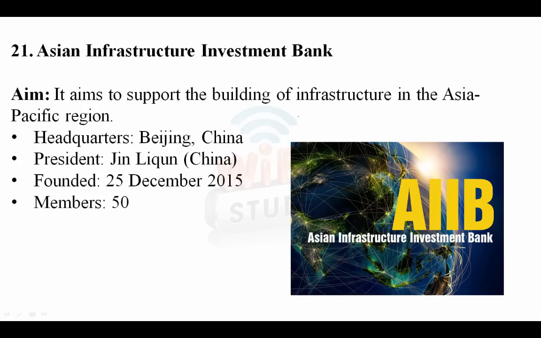Now let's see the Asian Infrastructure Investment Bank, that is AIIB. The aim of this organization is to support the building of infrastructure in the Asia Pacific region. All the countries which are in the Asia Pacific region are members of this organization. The headquarters is in Beijing, China, and the president is Jin Liqun, who is from China. This organization was formed on 25th December 2015, and there are 50 members of this bank. You need to remember its headquarters and its members.